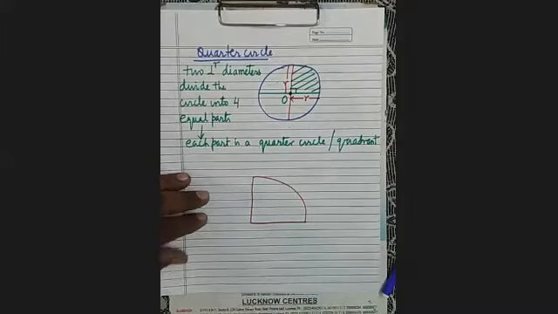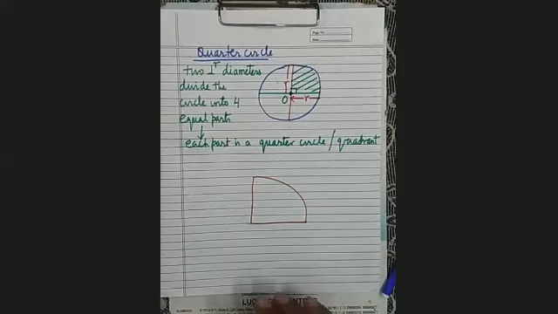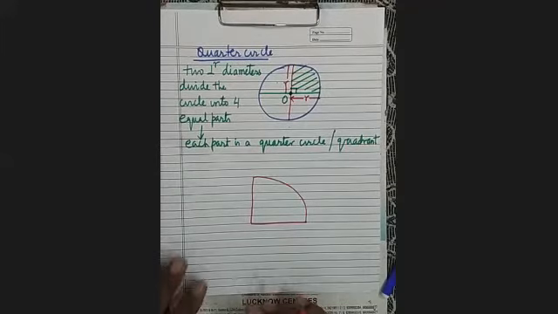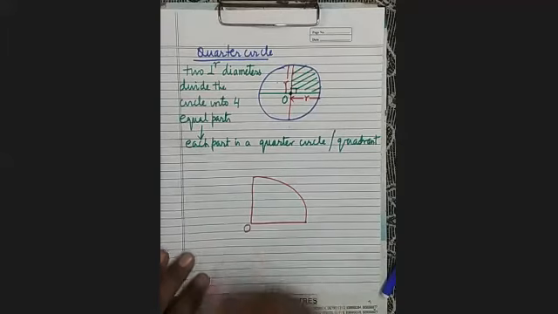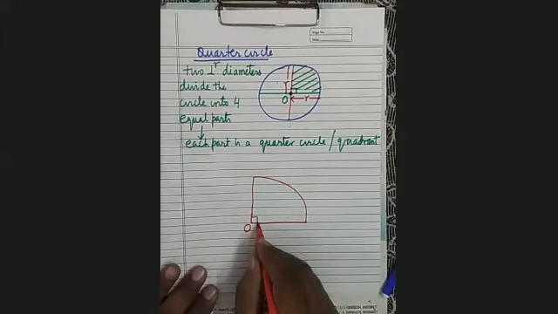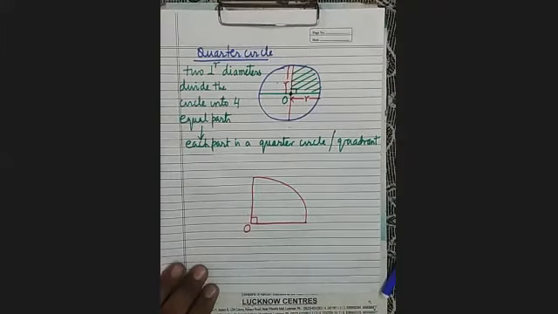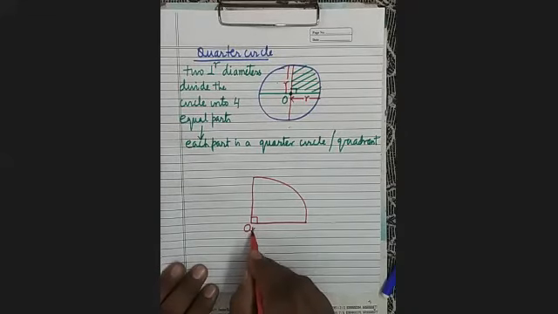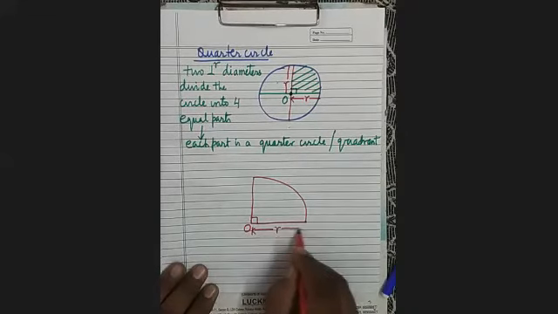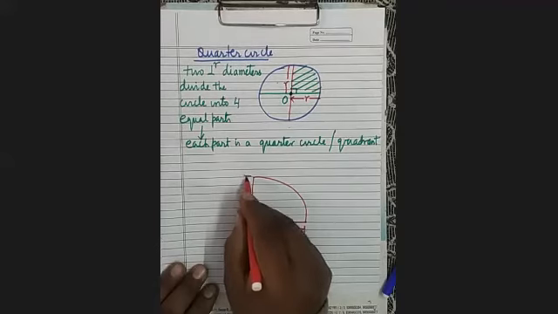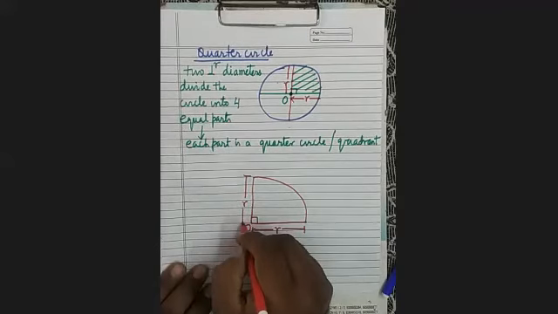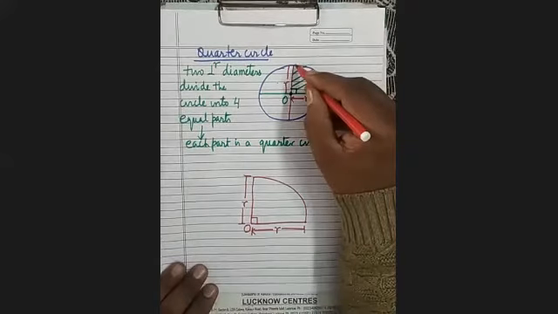This is a quarter circle. So all of you remember one thing, that in the quarter circle, this is the center. This angle will be 90 degree. This will be equal to radius. This will be equal to radius. Now what will be this length?